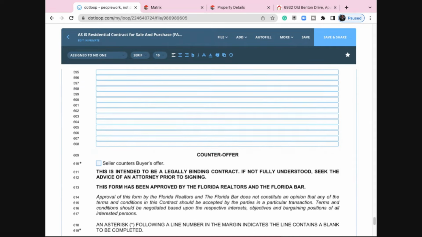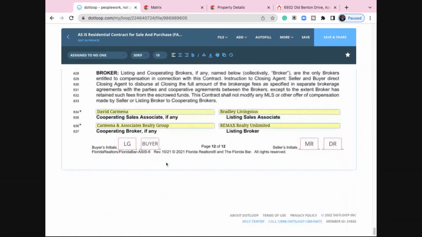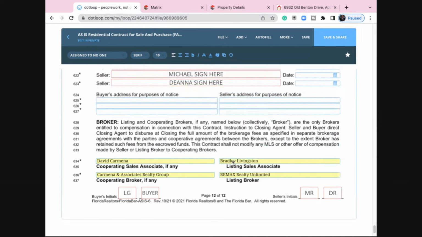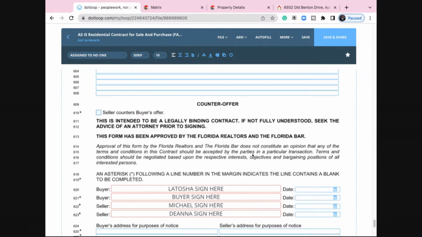All right. And then again, here we've already put in here the buyer's name. We put in the seller's names. In this particular case, we have two sellers. We put in the buyer's agent information. Okay. And then we put in the listing agent information. Okay. And then boom. Congratulations. You have completed the as-is form. So all you need to do now is save.